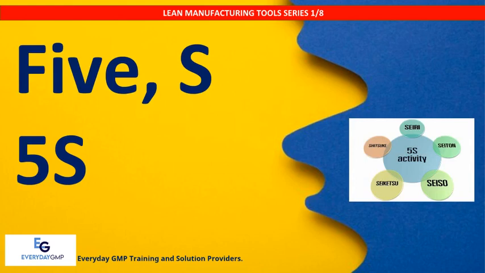5S is a systematic method for workplace organization and standardization. It emphasizes the principles of sort, set in order, shine, standardize, and sustain. By implementing 5S, organizations improve efficiency, safety, and overall productivity by creating a well-organized, clean, and visually efficient workplace. This methodology not only enhances the physical workspace but also fosters a culture of continuous improvement and employee engagement, leading to higher quality output and streamlined operations.